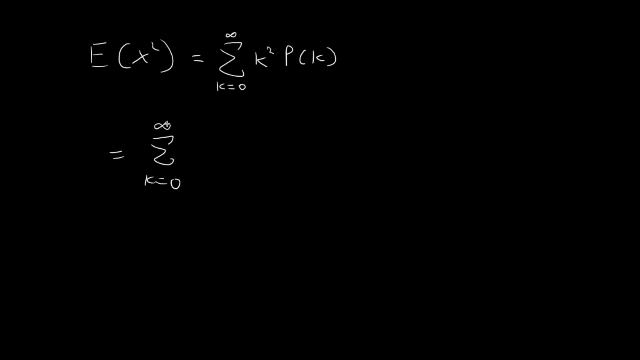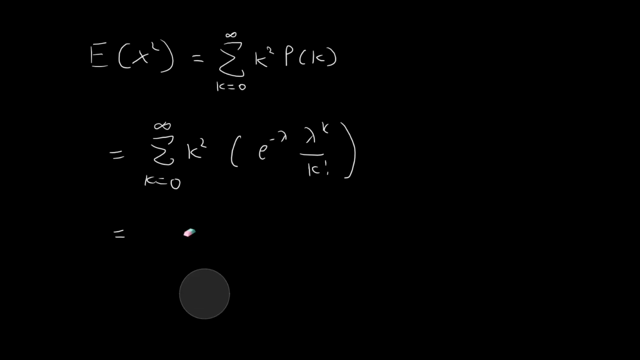For the Poisson distribution, the probability that you will get the value k is just equal to e to the power of negative lambda times lambda to the power of k divided by k factorial. Now let's do a bit of rearranging with this expression. The first thing to note is that when k equals 0, the entire term becomes 0 because we have a 0 multiplied by a non-zero term. So we might as well start with k equal to 1, because for k equal to 0 the entire term is just equal to 0.